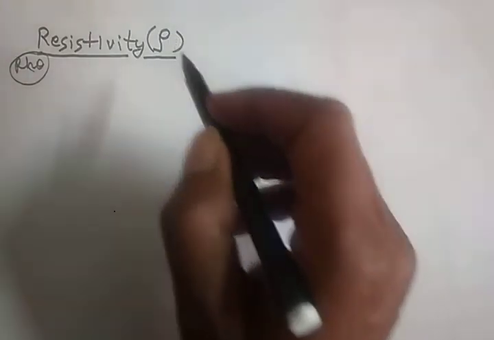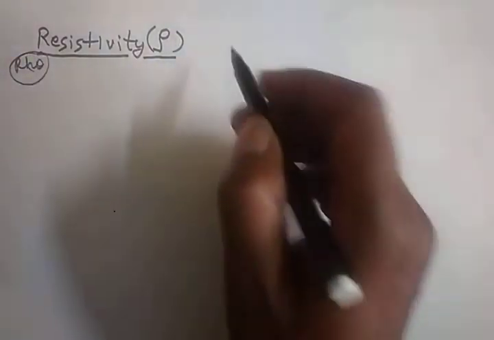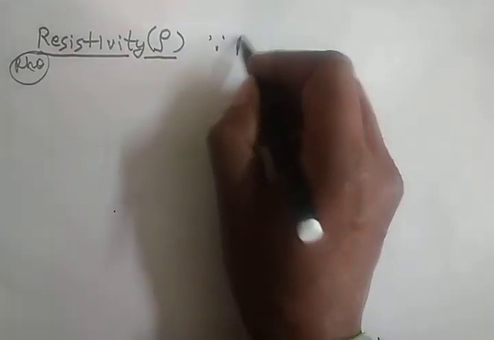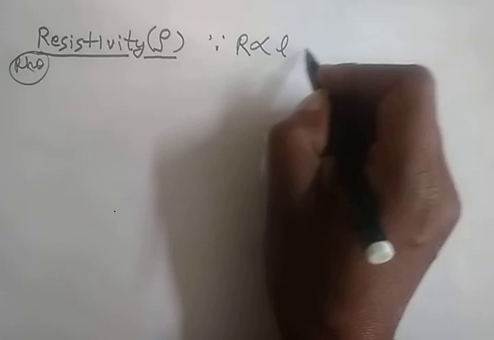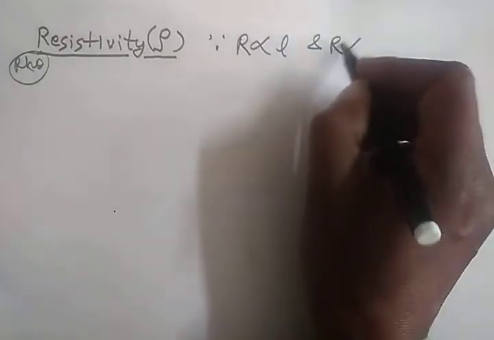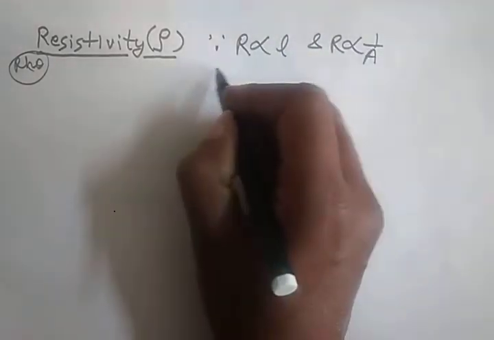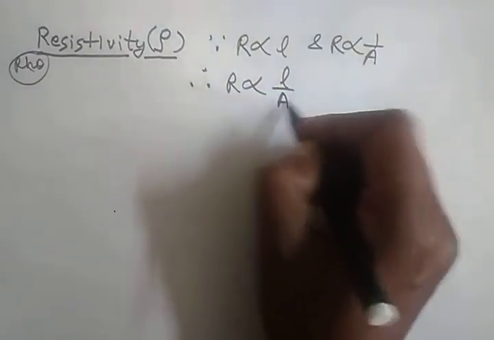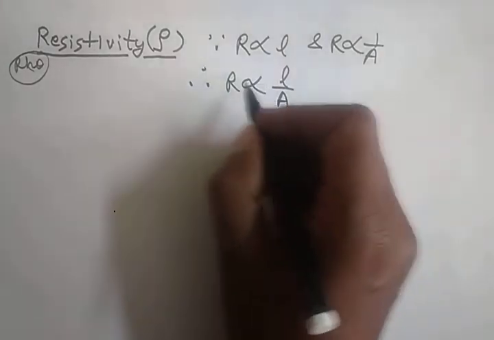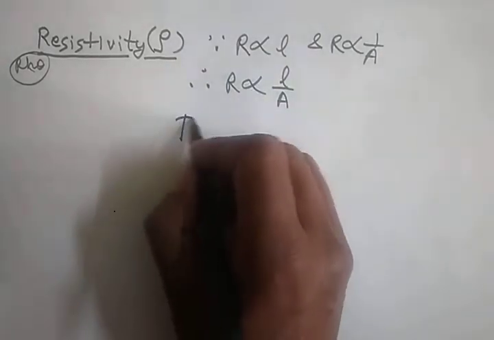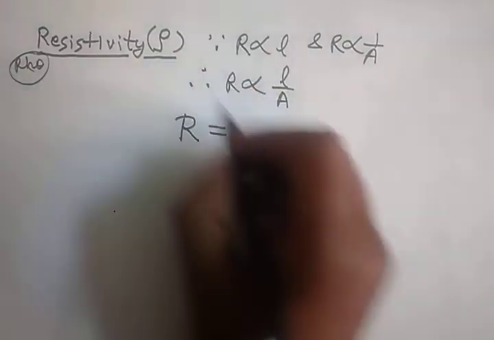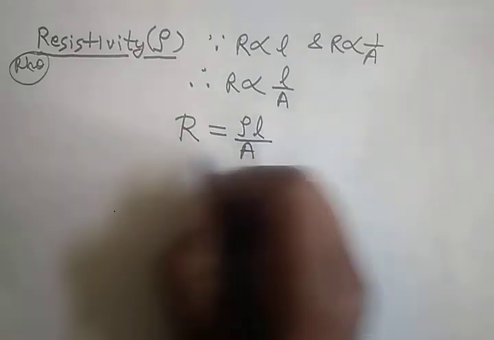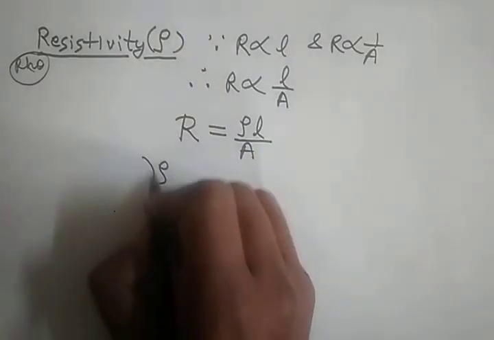Again, it is a Greek alphabet, and we use it for resistivity. So we know that R is directly proportional to L, and R is inversely proportional to area of cross section. So R is proportional to L upon A. And when we remove the proportionality sign, we put some constant. Here the constant is rho. So R equals rho L upon A, where rho is called resistivity.